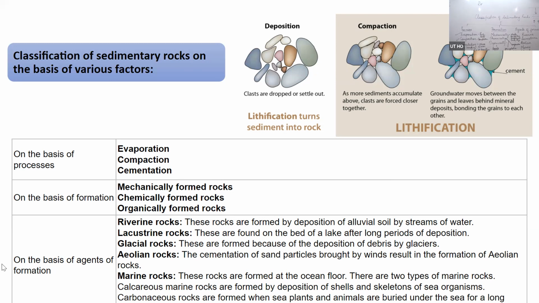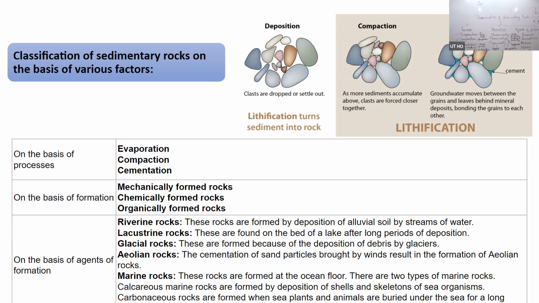Lacustrine rocks are found on the bed of a lake after long periods of deposition. Bed of the lake means the bottom of the lake, after many years of deposition. Glacial rocks are formed by deposition of debris brought by glaciers. As icebergs move over, they bring a lot of debris. Debris means rock materials, fragments of rocks. When these accumulate, they turn into glacial rocks.